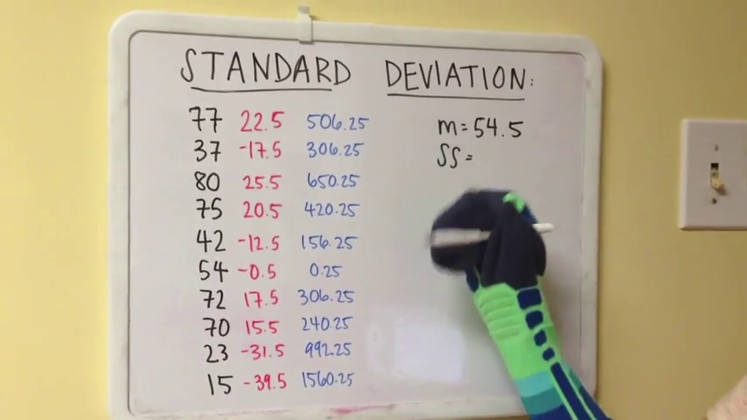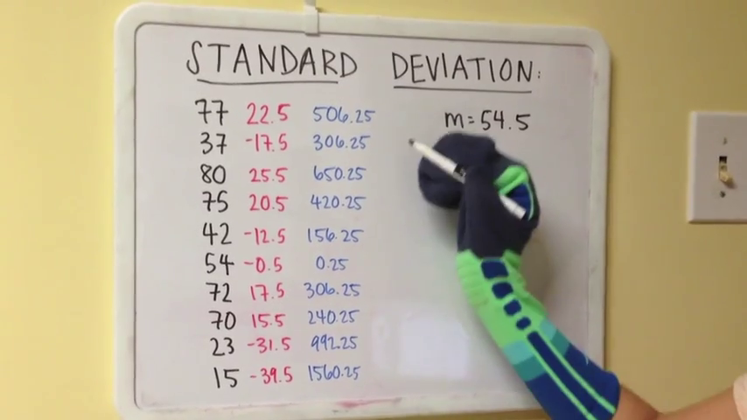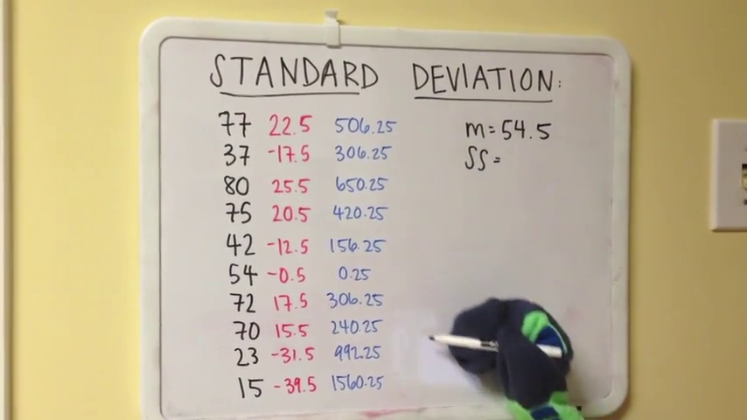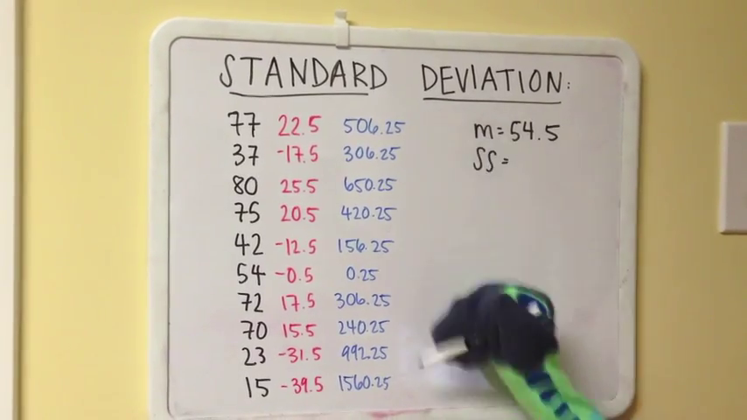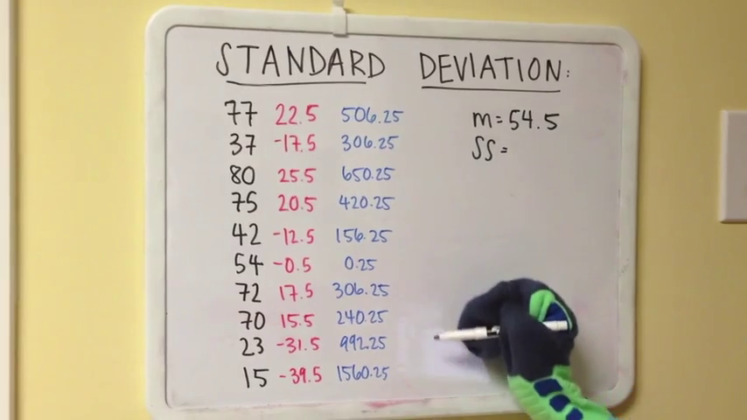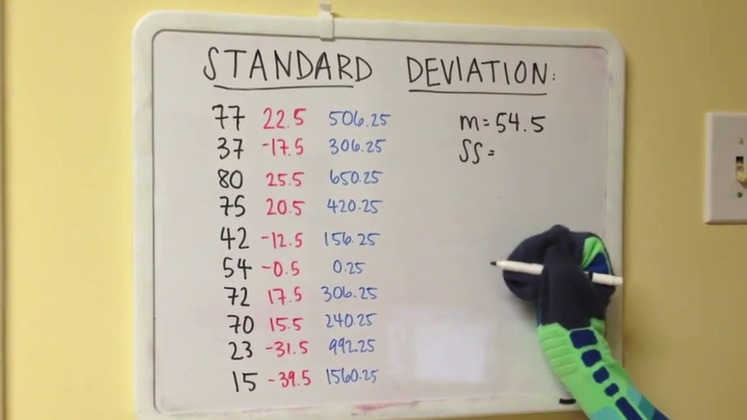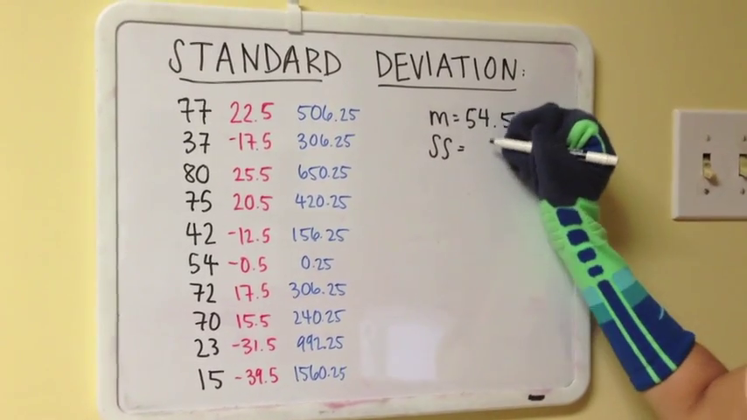The next step to get the sum of squares is you will do the individual deviations and square them to get all these blue numbers. And remember, when you square a negative number, it becomes positive. So that's why these are all positive. And then, remember, sum of squares, you add all these up to get the grand total of 5,138.5.